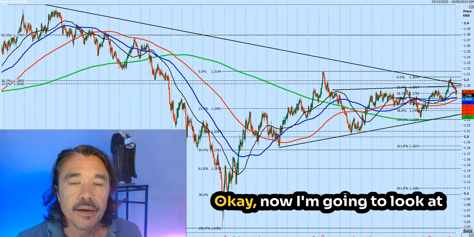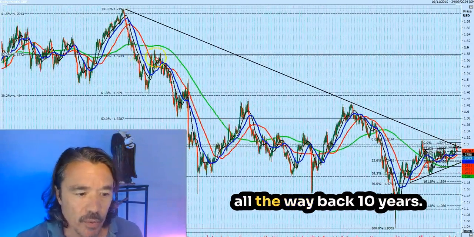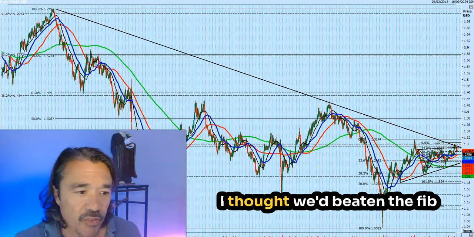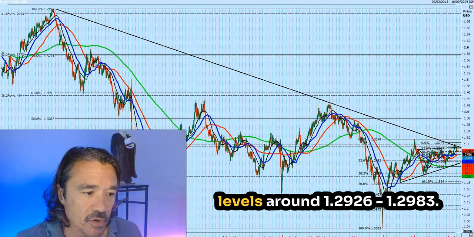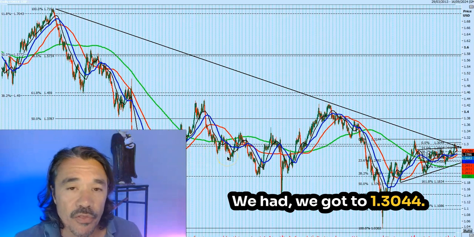Okay, now I'm going to look at cable, and I'm going to show you this trend line going all the way back 10 years. It's really important. I thought we'd broken above it. I thought we'd beaten the fib levels around 129.26, 129.83. We had. We got to 130.44.